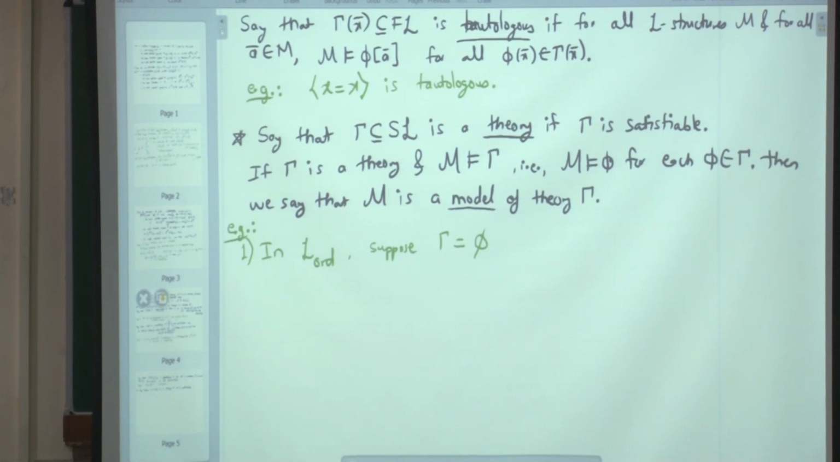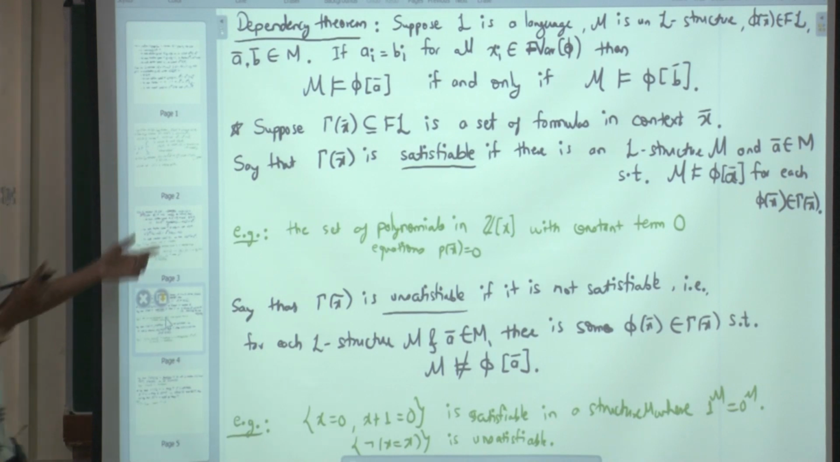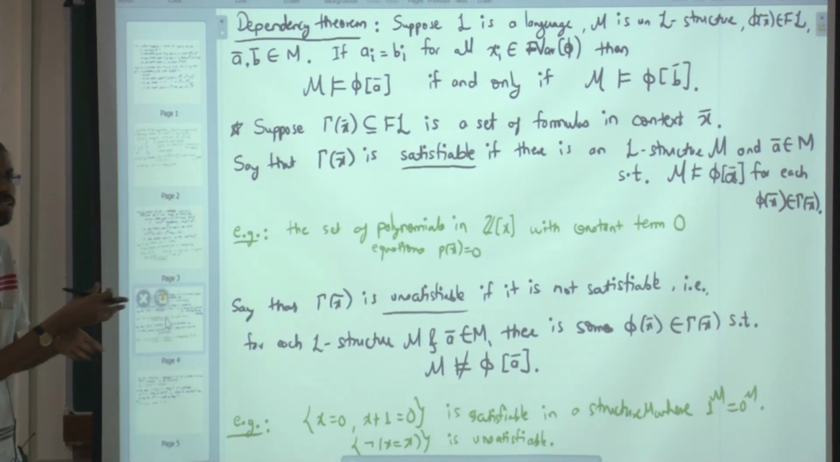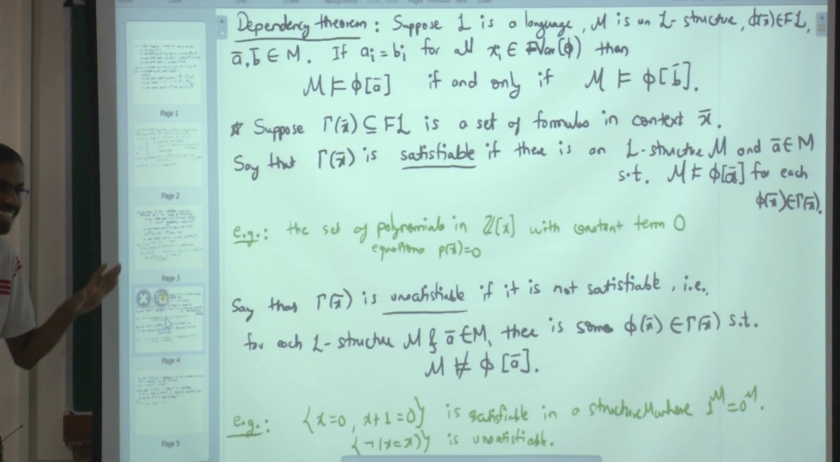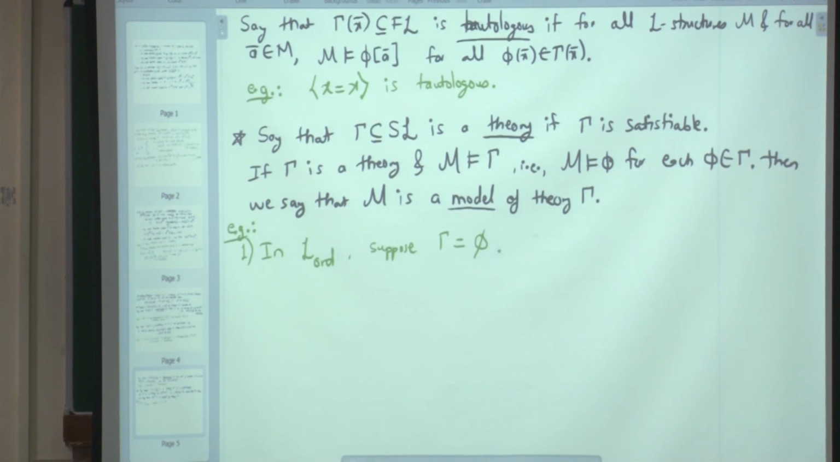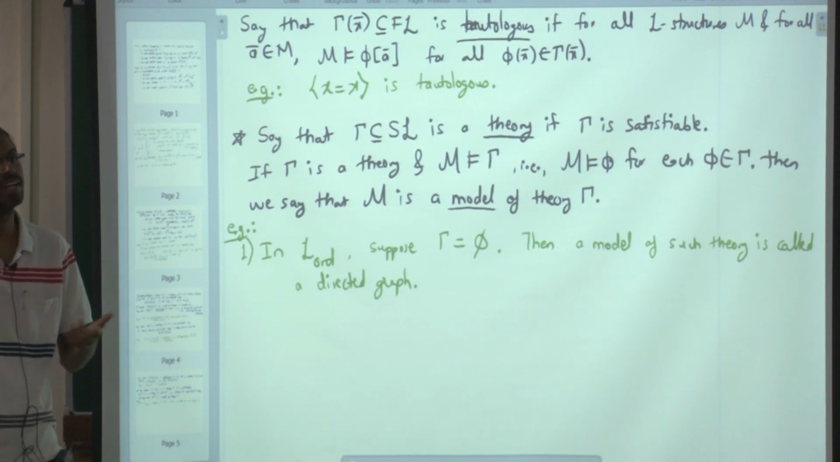See, what is the meaning of satisfiable? Please check. There is a condition for each formula, but there is no formula. So it's always true at everything. In every structure it is true, the empty set. Okay, then a model of such a theory is called a directed graph. Any arbitrary L-ORD structure is simply a directed graph.